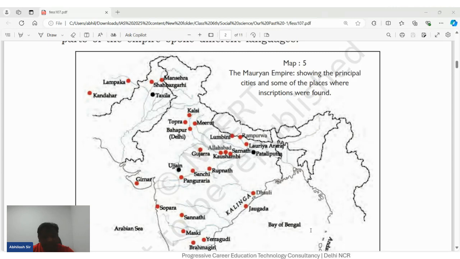Spread of Dhamma: Ashoka appointed Dhamma Mahamatras, officials, to spread his message and sent his son Mahendra and daughter Sanghamitra to Sri Lanka to spread Buddhism. Asoka's contribution to society, infrastructure development: Asoka constructed roads, dug wells, and built rest houses. He also ensured medical treatment for both humans and animals.